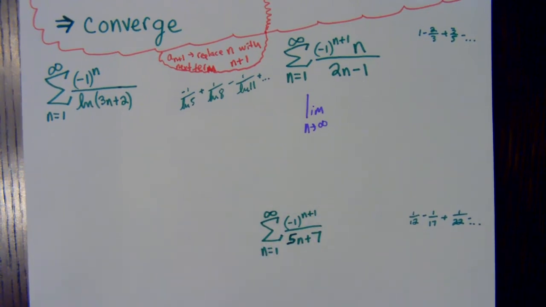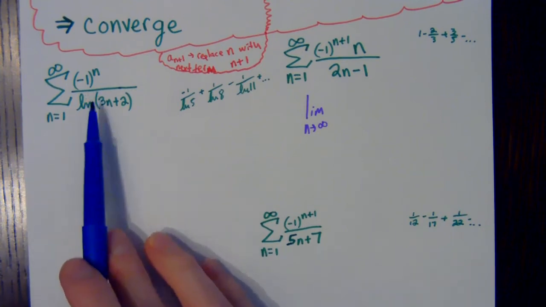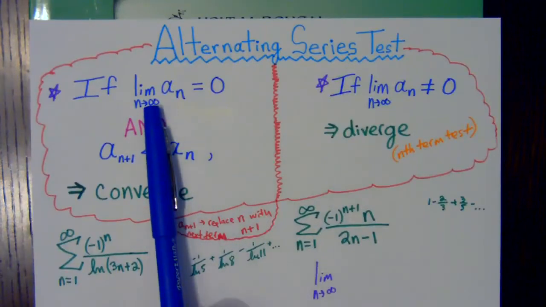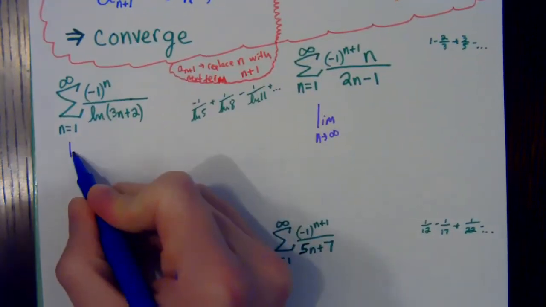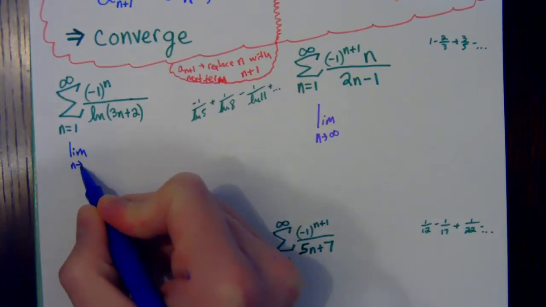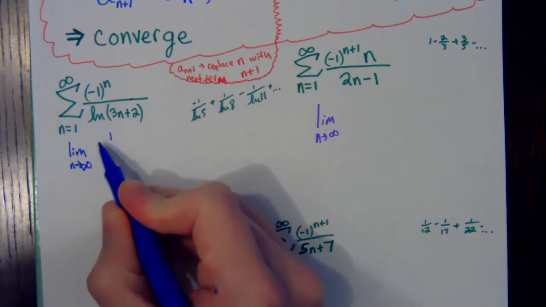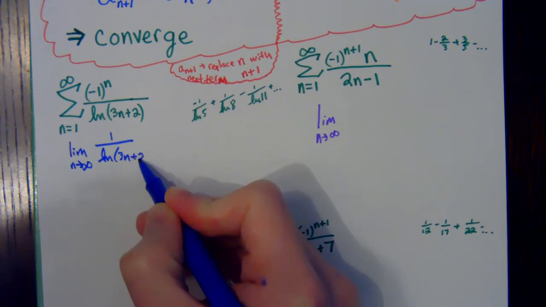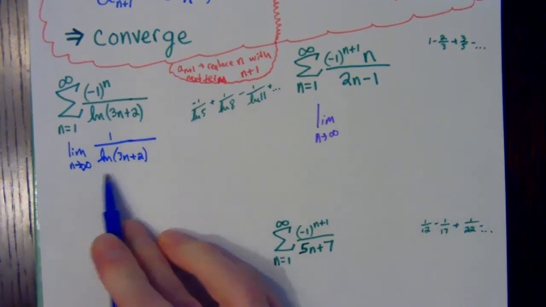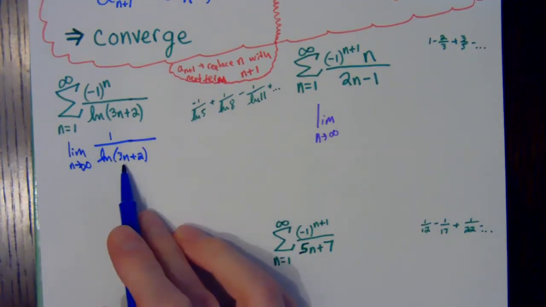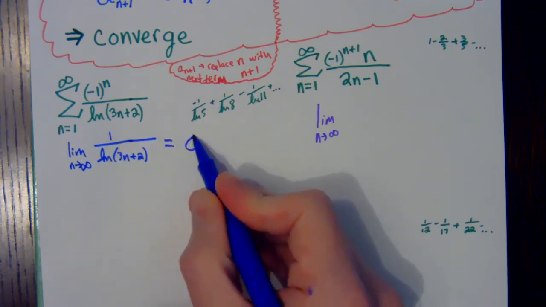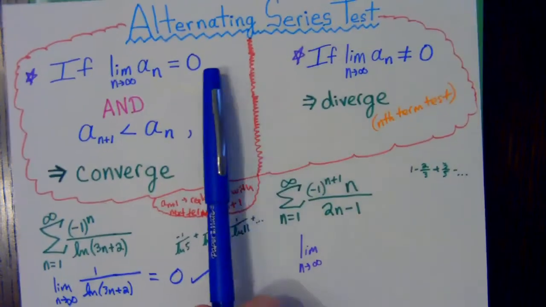All right, so here's how it's going to work. Once I recognize I can use the alternating series test, I'm going to do a limit as n approaches infinity of the a sub n, which is just the formula part, 1 over the ln of 3n plus 2. When you plug in infinity, we should remember that ln of infinity is infinity. So when you get 1 over infinity, that is equal to 0. That's just the first part of that.